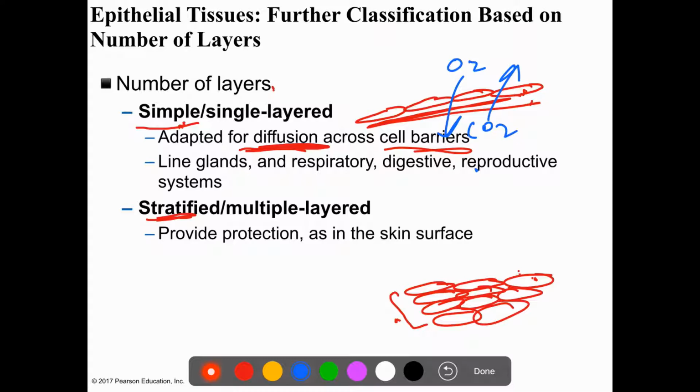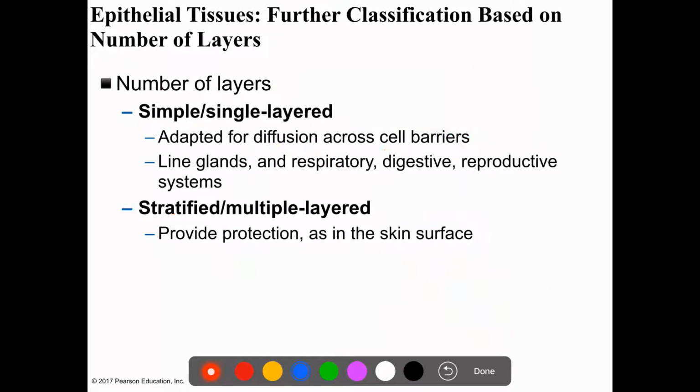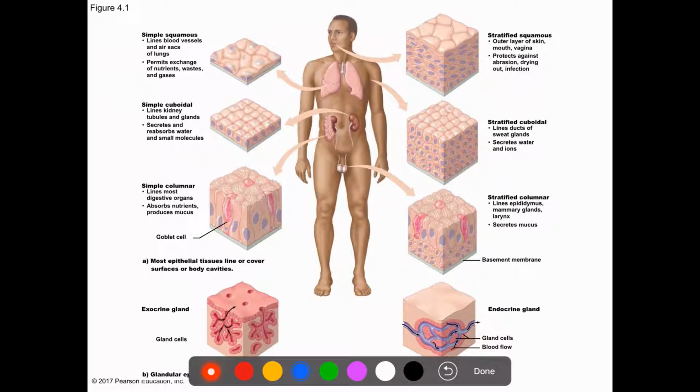Whereas the stratified layers we need for protection. That is in our skin, for example. We will see later that our skin is made out of stratified epithelial cells. So this is how they look. We have simple squamous, simple cuboidal, simple columnar. We have stratified squamous, stratified cuboidal, and stratified columnar, and of course we have the exocrine glands.